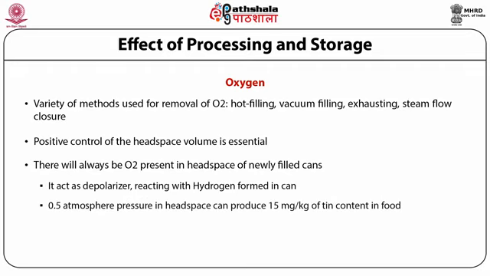If the residual pressure in the headspace of a filled can of a common size is 0.5 atmospheres, then the oxygen present would be capable of removing about 0.25 gsm of tin from the coating, producing 15 mg per kg of dissolved tin in the can contents.